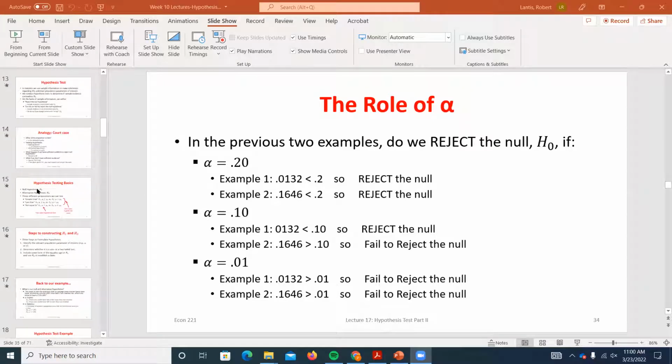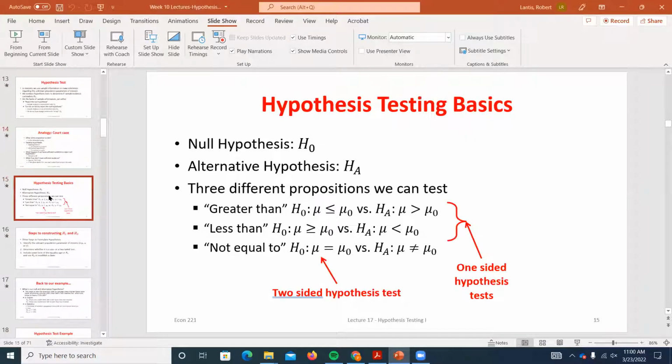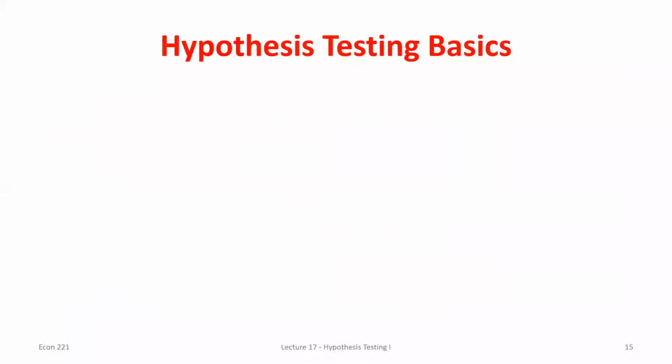So we left off with this court case analogy, but we were really talking about identifying null and alternative hypotheses, finding sample evidence to see can we reject or do we fail to reject certain values for this population mean. And so we'll pick up where we left off there.